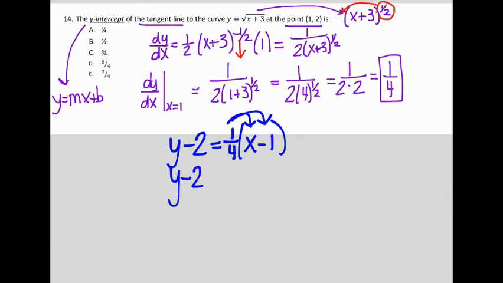So first we're going to distribute the 1/4 and add over the 2.